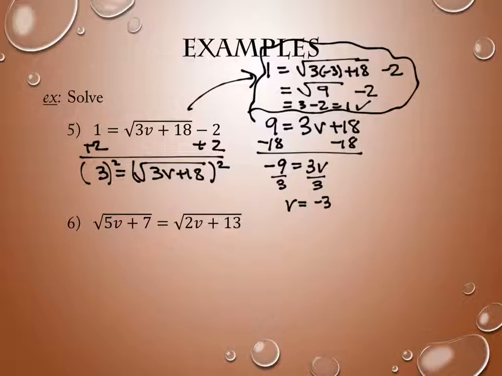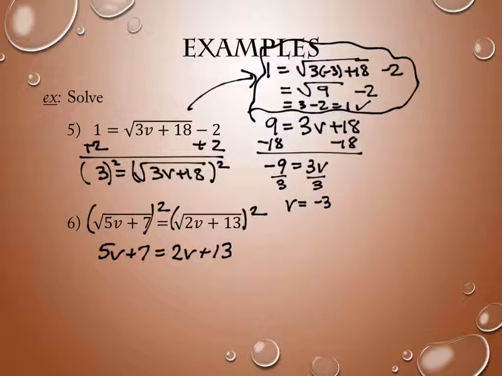How is 6 different? There's 2 radicals. You know what, though? It doesn't really matter. Because when I solve it with 1 radical, what do I do? I square both sides. So what happens when I square both sides here? Yeah, all the radicals go away. So I have 5v plus 7 equals 2v plus 13. Really not different. Maybe it looked different to begin with, but it really wasn't.